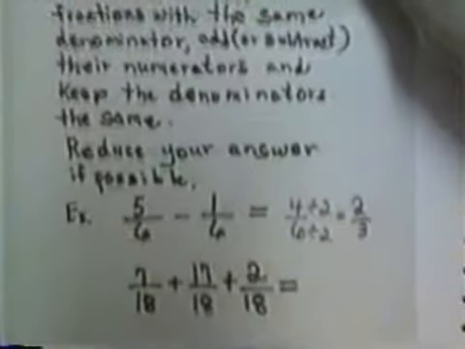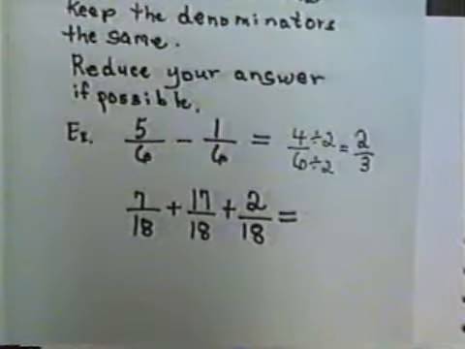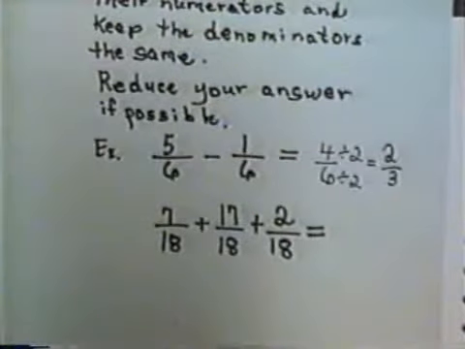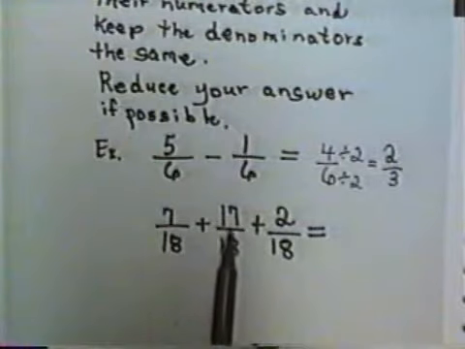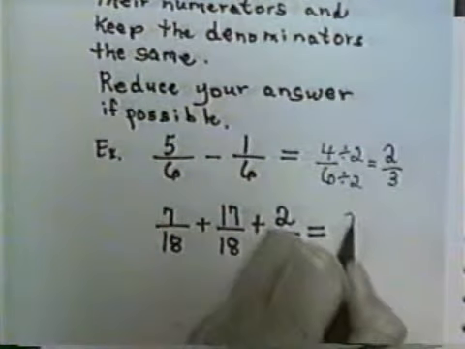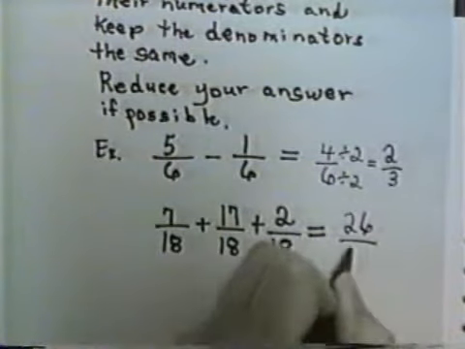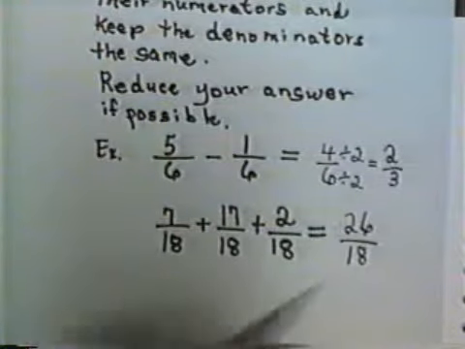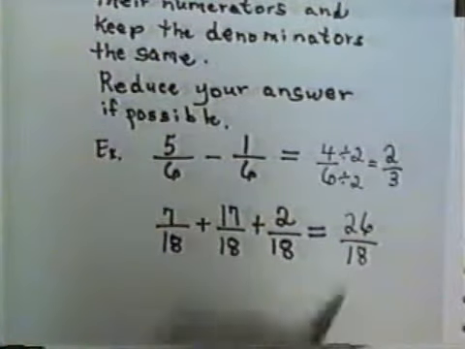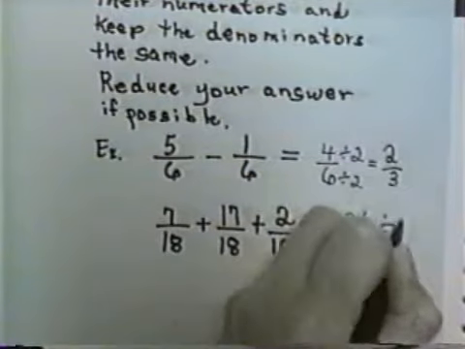Let's look at another one. Suppose we wanted to do 7/18 plus 17/18 plus 2/18. In this one, our common denominator is 18, so we can add our numerators. 7 and 17 is 24, and 2 is 26. That would be 26/18. And if you notice, 26 and 18 can both be divided by 2, so let's do that.